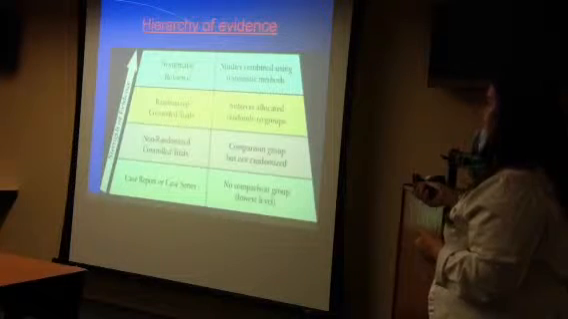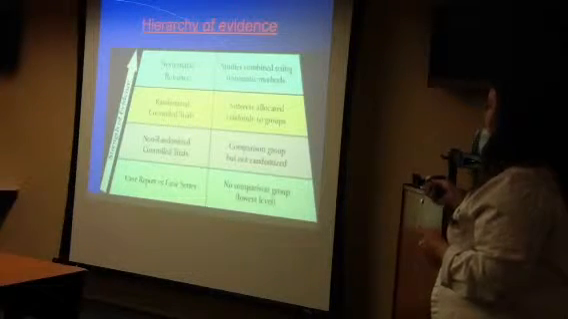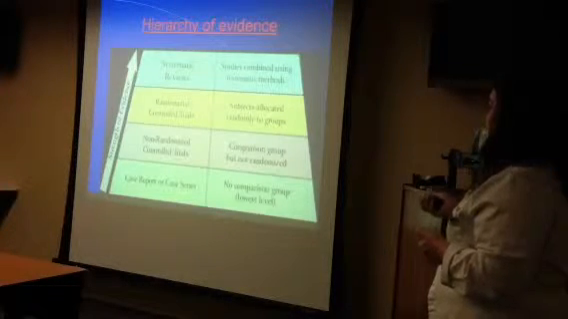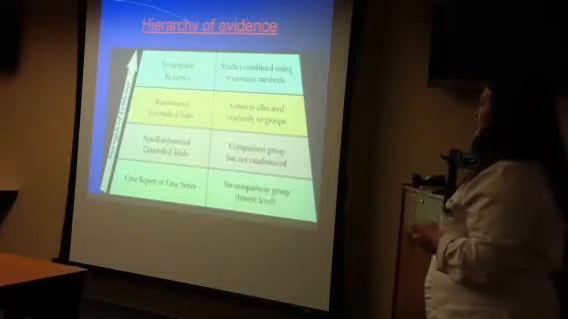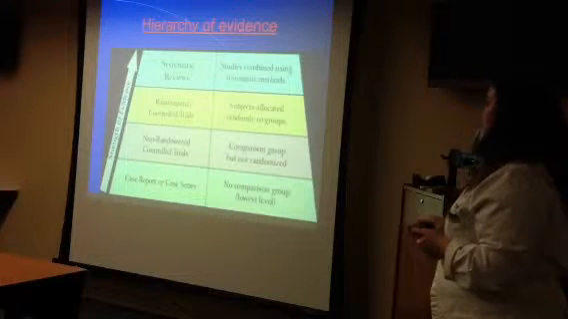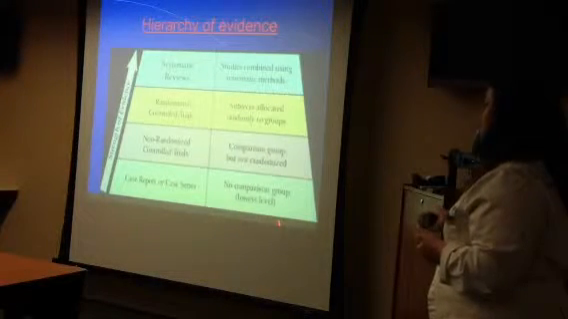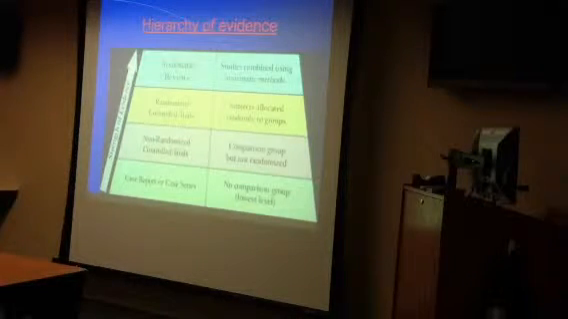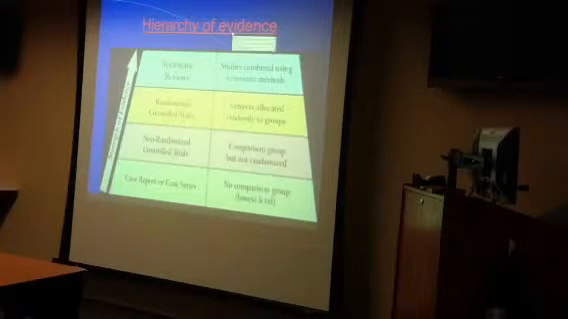And then moving down the chain, you have randomized control trials where the subjects are allocated randomly to groups. Non-randomized control trials where there's a comparison group but they're not randomized. And then at the bottom of the chain, you have a case report or case series. And here there's no comparison group. So I have a video on hierarchy of evidence to kind of clarify.